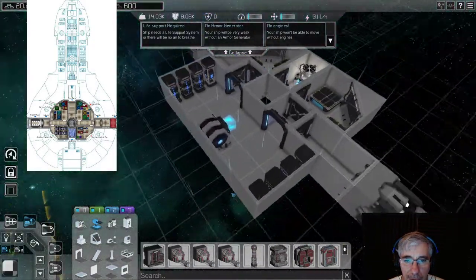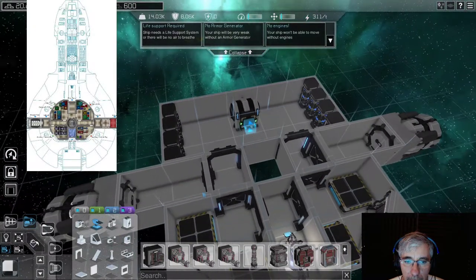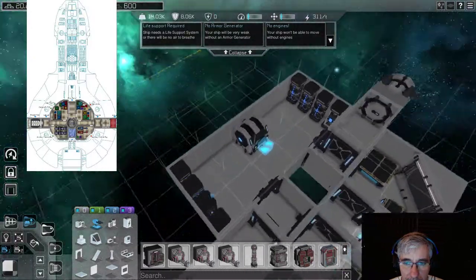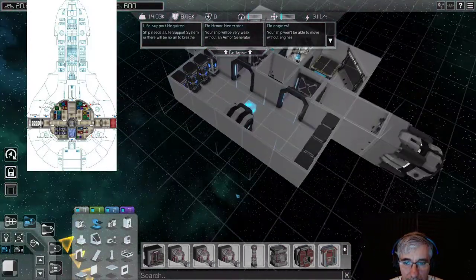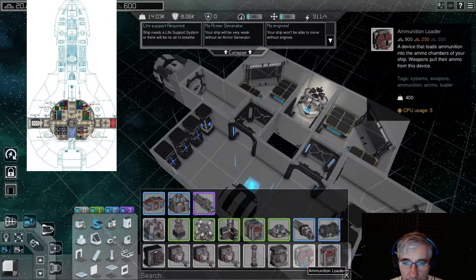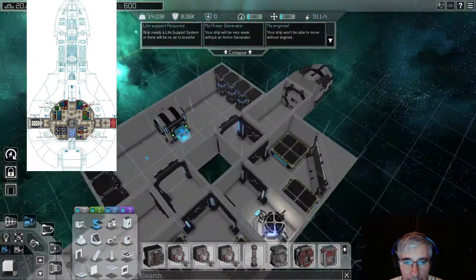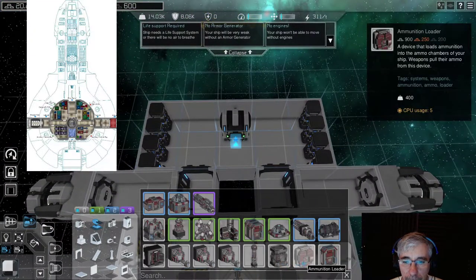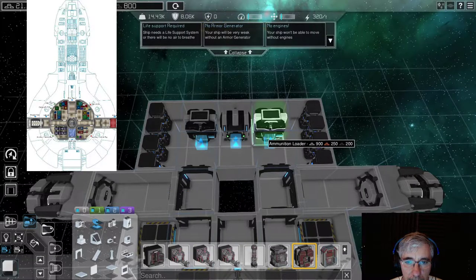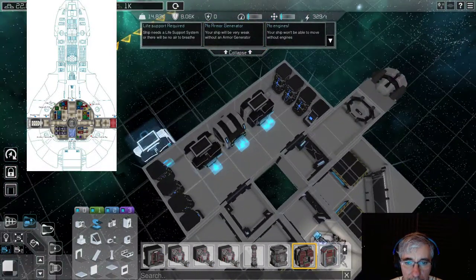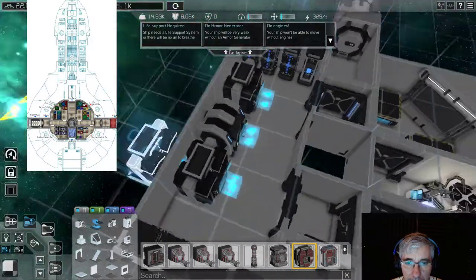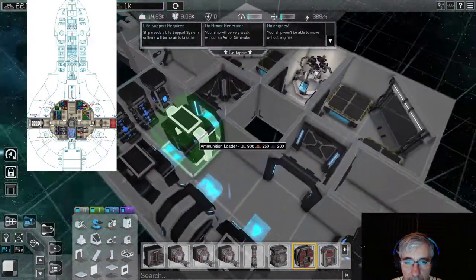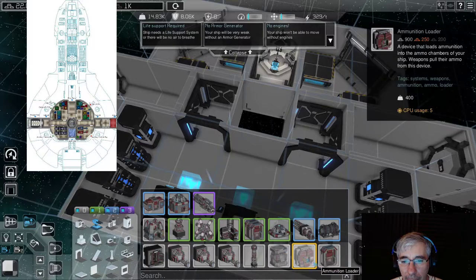And also we are missing the ammo loader. The ammo loader takes a lot of space. And I don't know, probably we will have a single ammo loader? I don't know. Usually I will place two ammo loaders. Maybe even this is the place to do it, because they are big, you see? They're really big. So two ammo loaders. So we have some defense there.